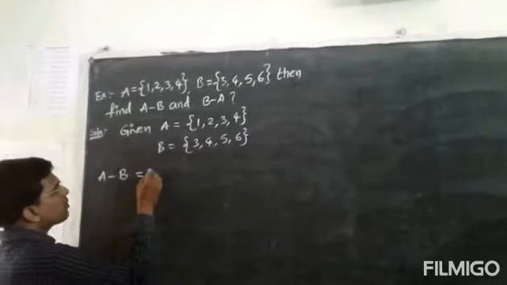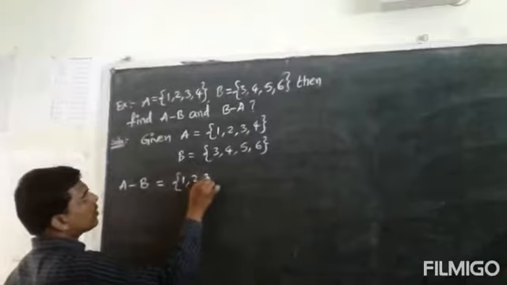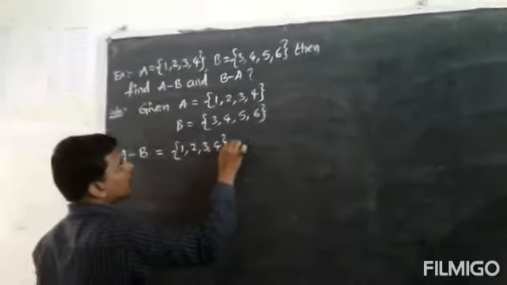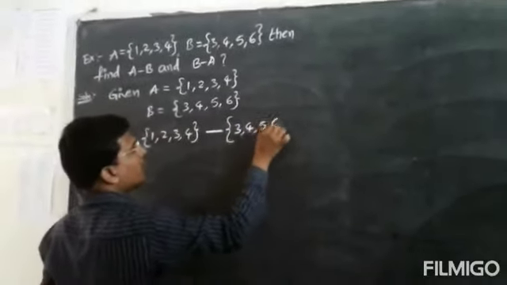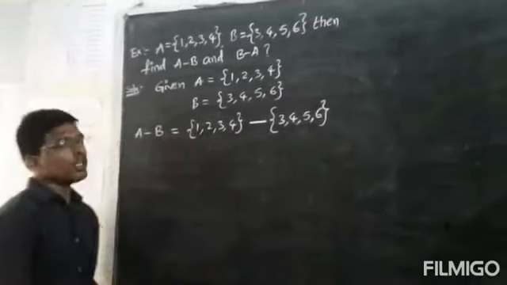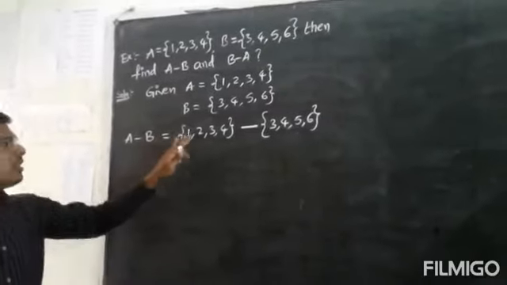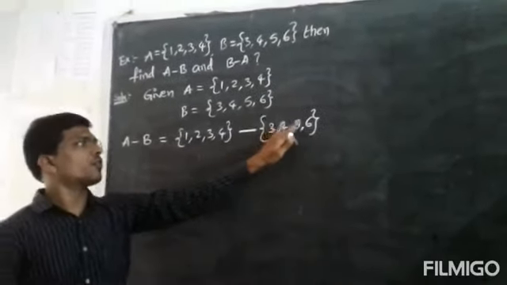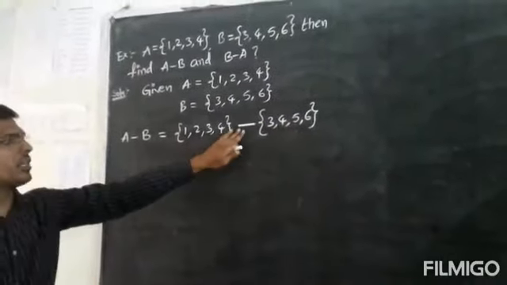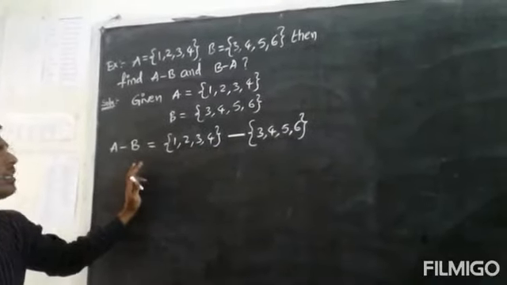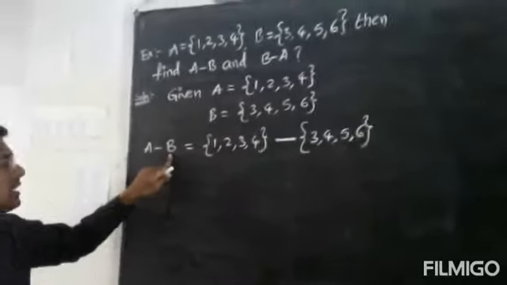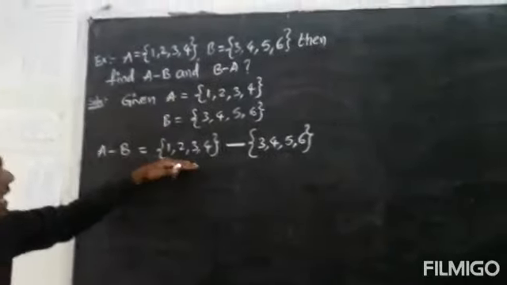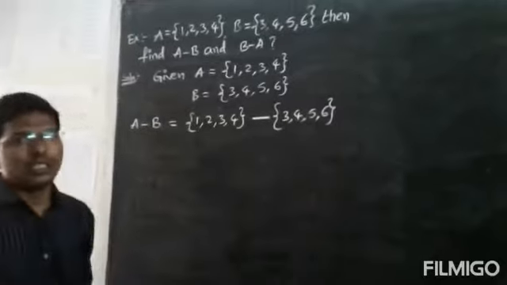So A minus B is equal to, write the set {1, 2, 3, 4} minus, and write the set B {3, 4, 5, 6}. Okay. So in the set A minus B, {1, 2, 3, 4} minus {3, 4, 5, 6}, minus we are doing means what? Difference. The difference of A and B is written as A minus B and is a set which belongs to the set A and it does not belong to set B.